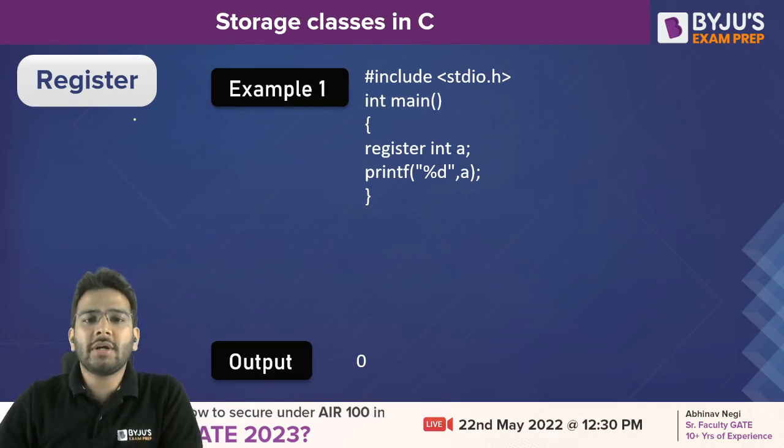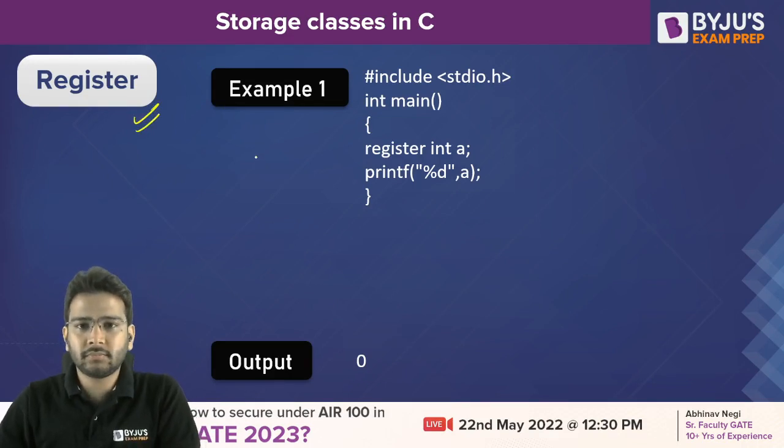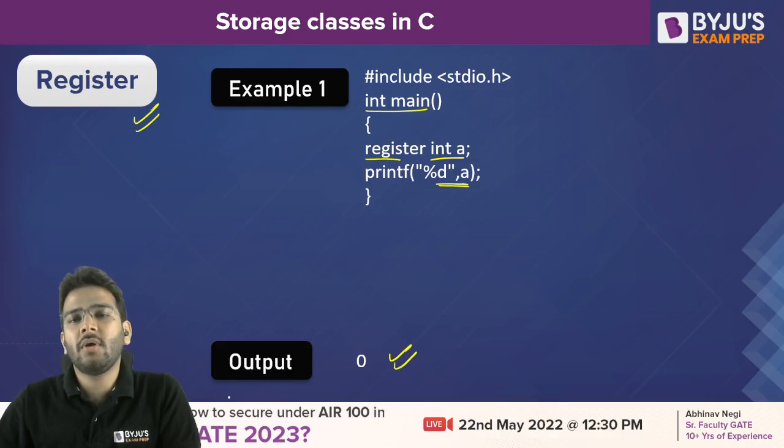Now let's talk about a register storage class. So here in this, as you can see, we have this int main function, and we are having this register int a variable, and we are trying to print the value of a. We know this in case of register, if we are not initializing, the default value will be 0. So the output that we are going to get is 0.